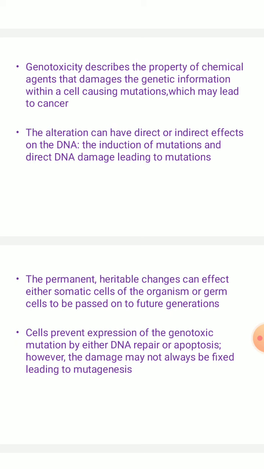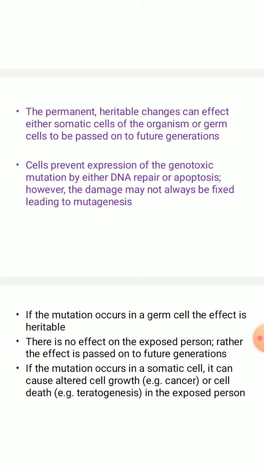So these cells can prevent expression of the genotoxic mutations either by DNA repair or by apoptosis. So this damage may not always be fixed. It is also further leading to the mutagenesis process, right? So if this mutation occurs in a germ cell, the effect is going to be heritable. There is no effect on the exposed person; rather, you can observe this effect is going to be passed on to future generations.